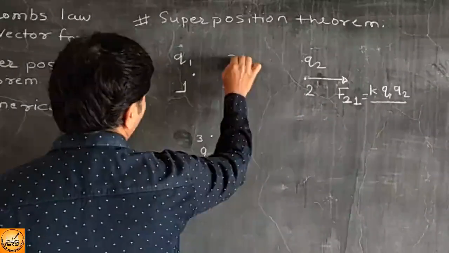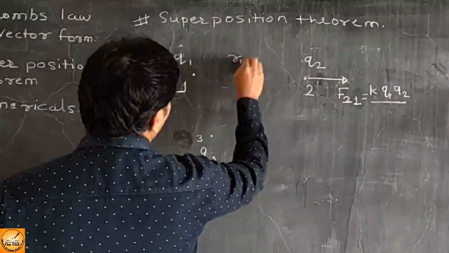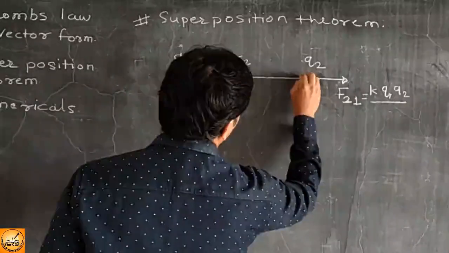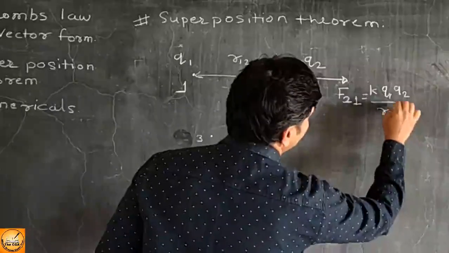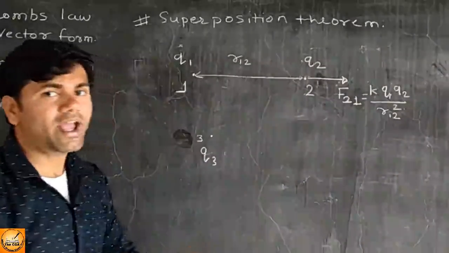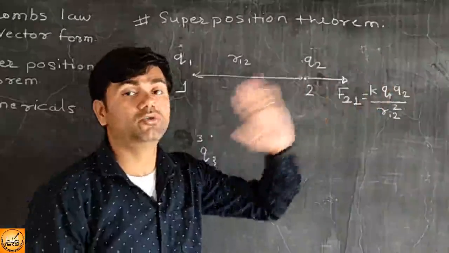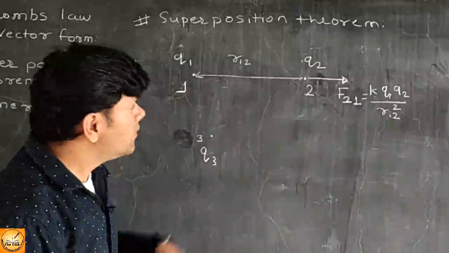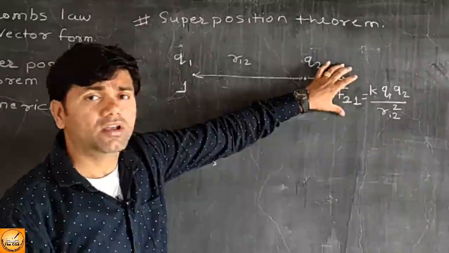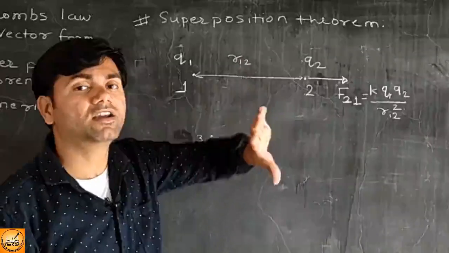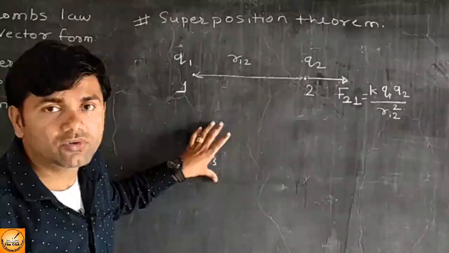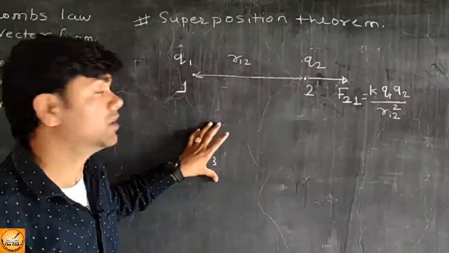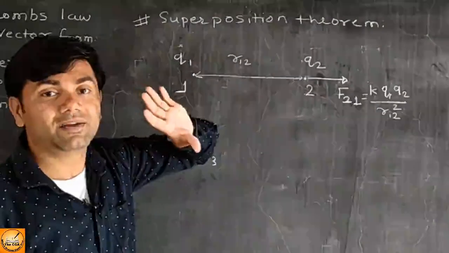Let's assume the distance between them is R12, so I have to take R12 squared. So this is the magnitude of the force and its direction is towards the right. Okay. So this force is not going to be affected by the presence or absence of this Q3 charge, and that is very important for the superposition theorem.